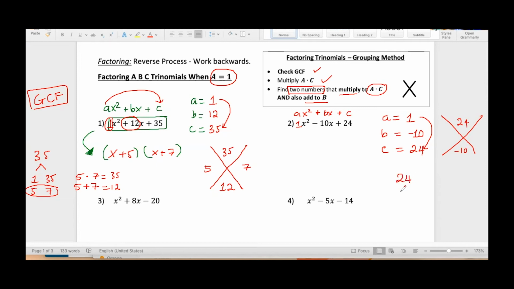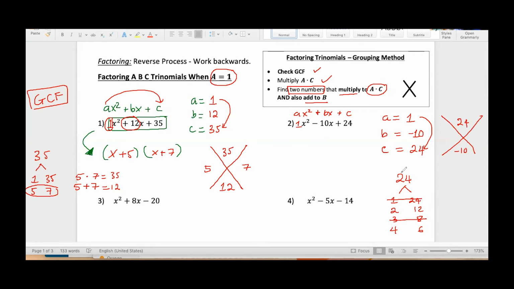What could be a factor of 24? 1 and 24, 2 and 12, 3 and 8. Know your multiplication, guys. We also have 4 and 6. Okay, so as you can see right here, scan through all of them. Would one more likely have something to do with -10? Not 1 and 24, not 3 and 8, but maybe 4 and 6 or 2 and 12.